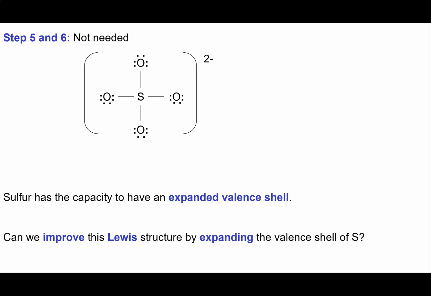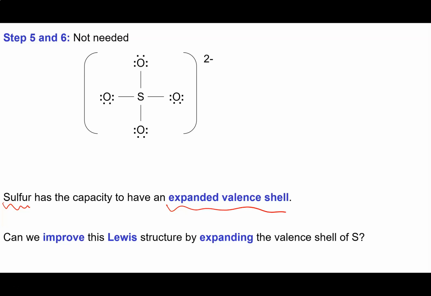And then step 6 is, if my central atom doesn't have an octet or higher, I'm going to bring in lone pairs until it does. Again, if I check the central atom, 2, 4, 6, 8, I see that sulfur already has an octet. And so I wouldn't consider bringing in lone pairs to improve the Lewis structure. However, I know that sulfur has the capacity to have an expanded valence shell because it's in period 3. So I wonder what would happen if we expanded the valence shell of sulfur.